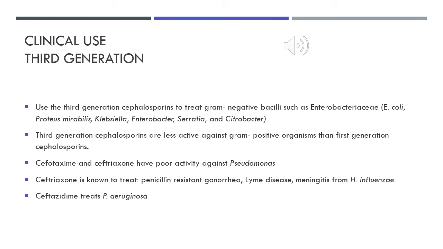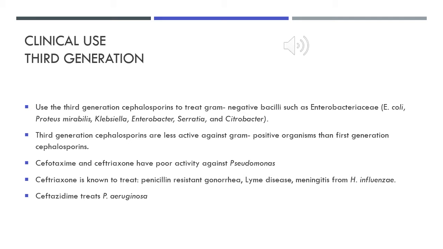So what I want you to know about the clinical use of third generation parenteral agents under the cephalosporin category would be that the use of the third generation cephalosporins is really to treat gram-negative bacilli such as E. coli, Proteus, Klebsiella, Enterobacter, Serratia, and Citrobacter. The third generation cephalosporins are less active against gram-positive organisms than first generation cephalosporins.